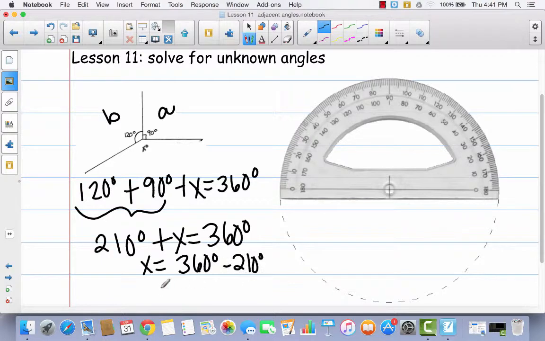I want you to try to figure that out, and when you think you have it, come back and we'll see if we agree. All right, so if I took away the 200, I'd be left with 160, and if I take away the 10, I'll be left with 150. So this would be 150 degrees.